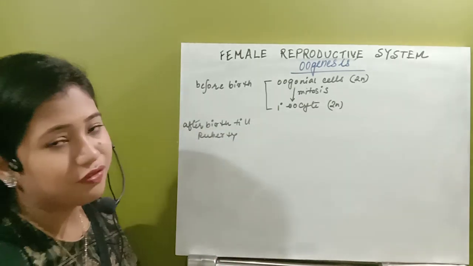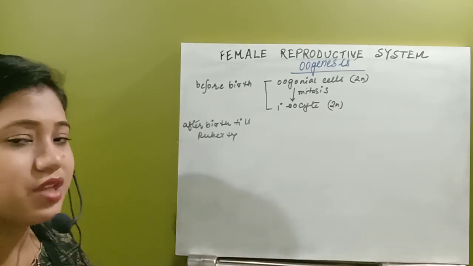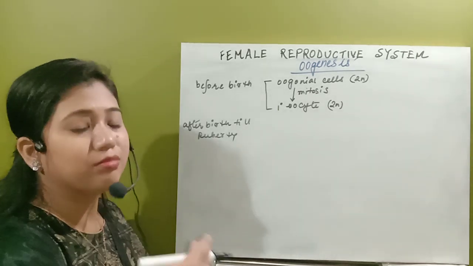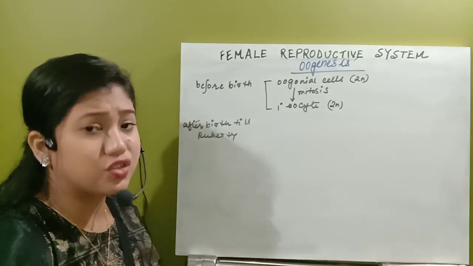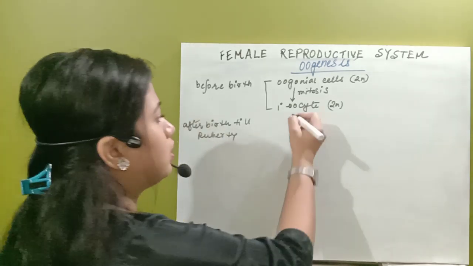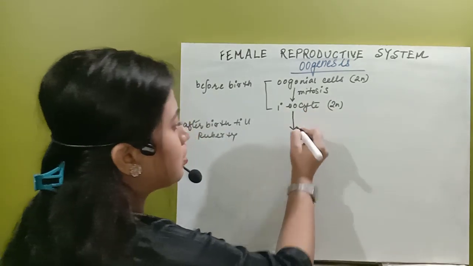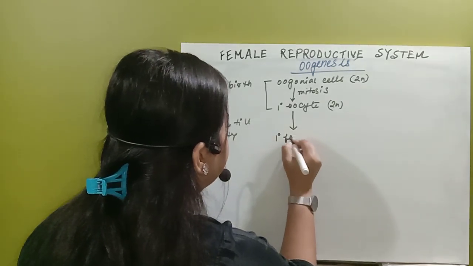That is the growth phase of the primary oocyte. So that primary oocyte will continue; it will actually enter the meiosis process. It will start the first meiosis, prophase 1. So in this phase, this primary oocyte will form the primary follicle.